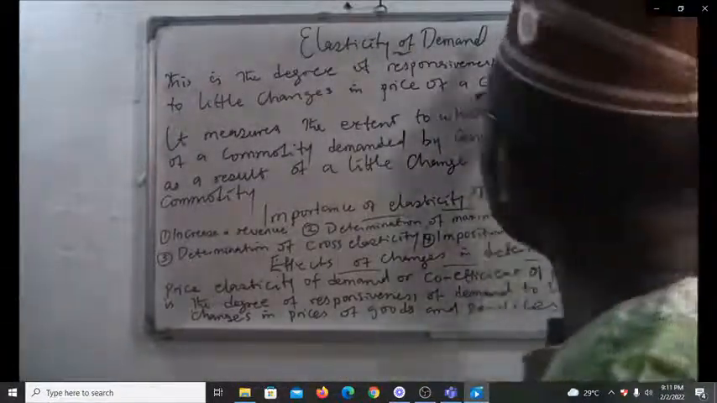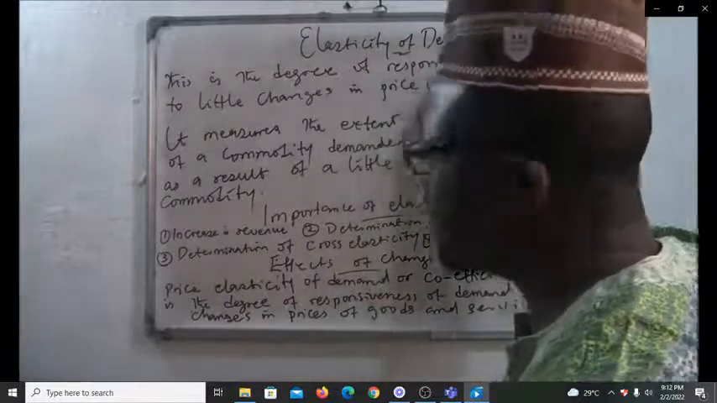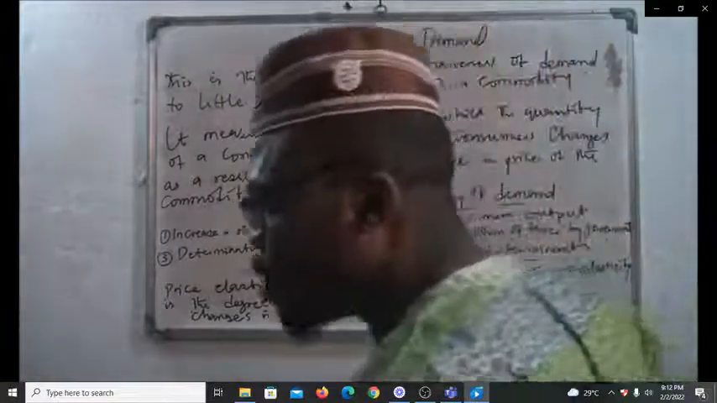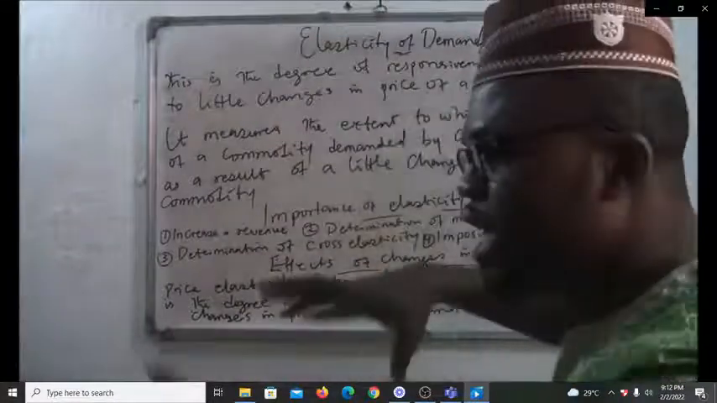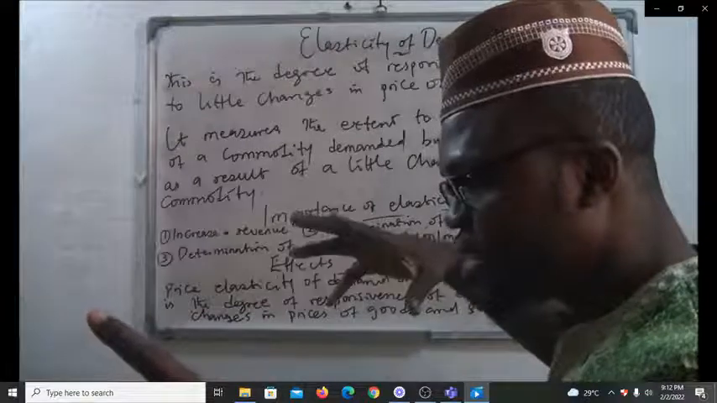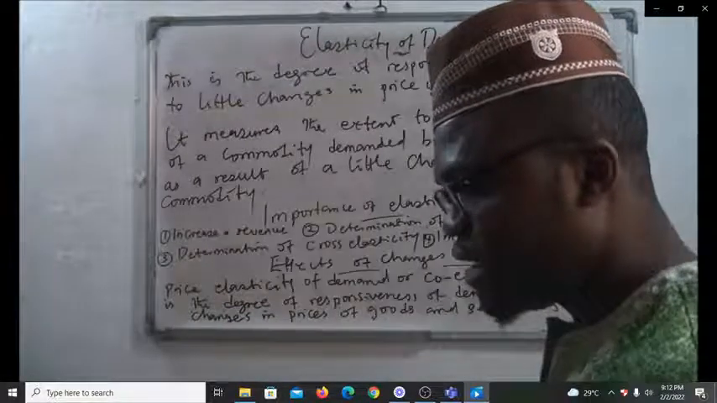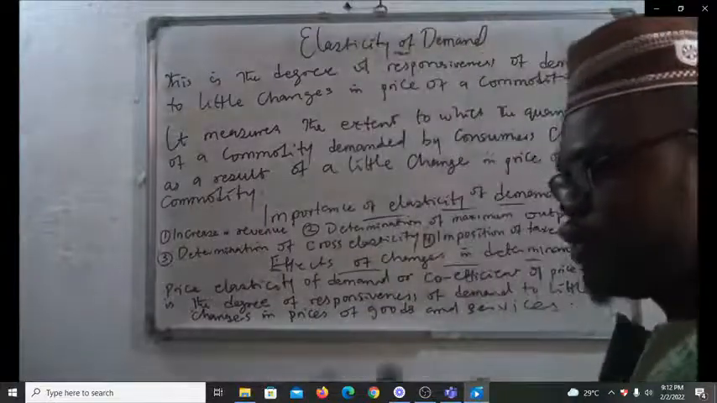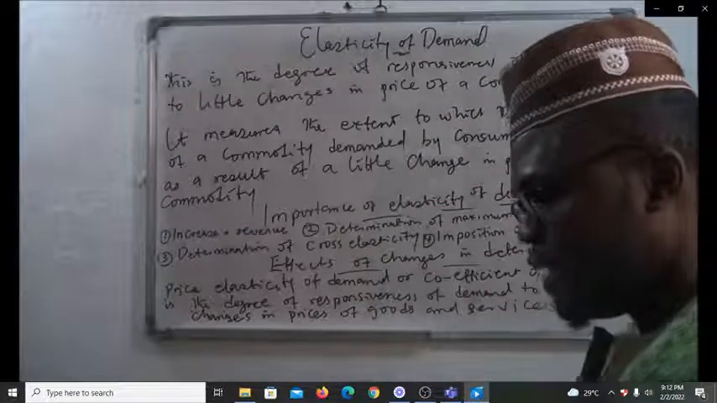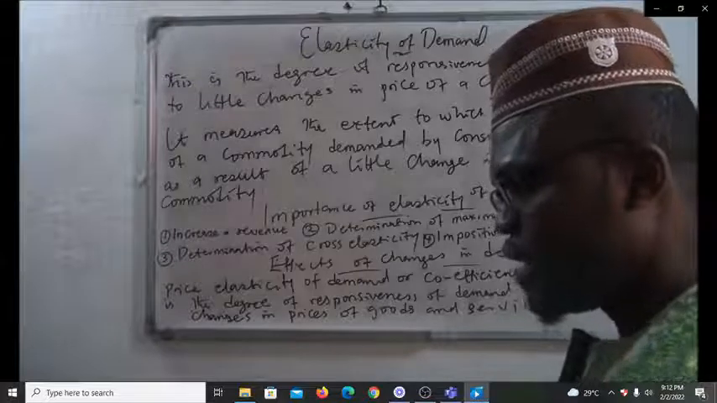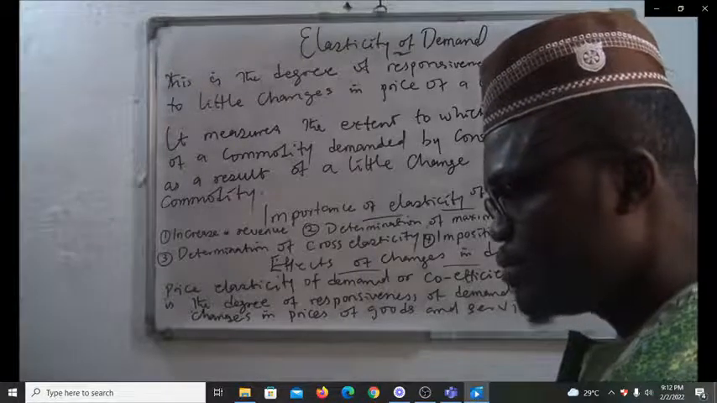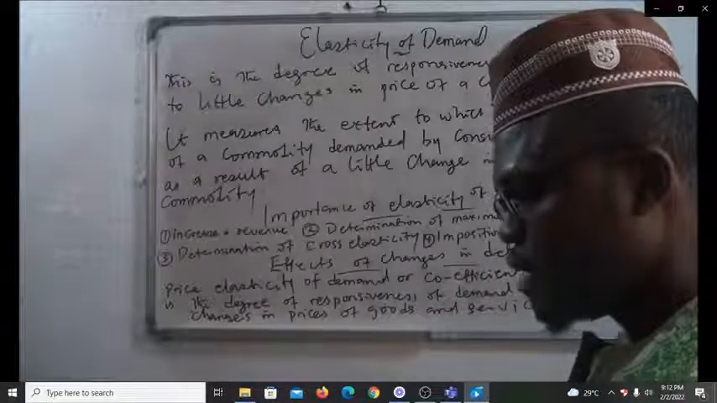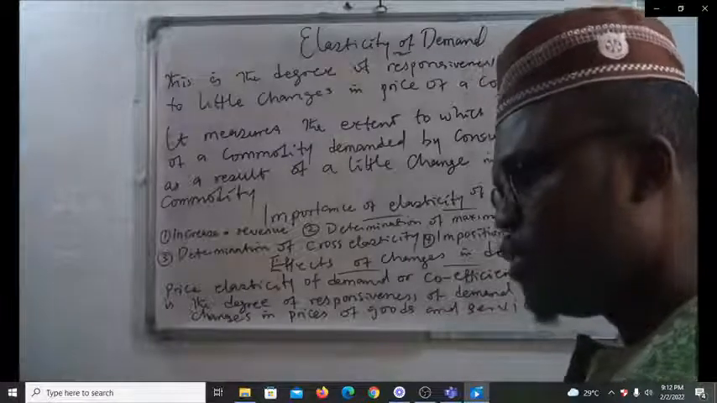You understand? How the demand responds to changes in price. And we say that for some commodity, demand responds heavily. You understand? It responds heavily to the changes in price. But for some commodity, the response is very minimal or even none. Is that clear? As the case of the kerosene and the Milo.